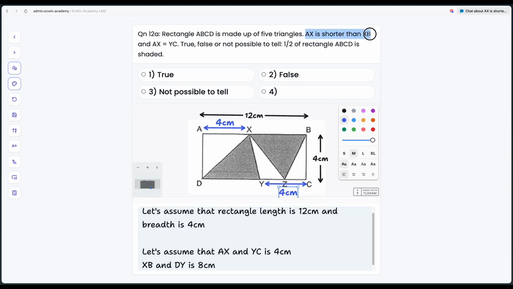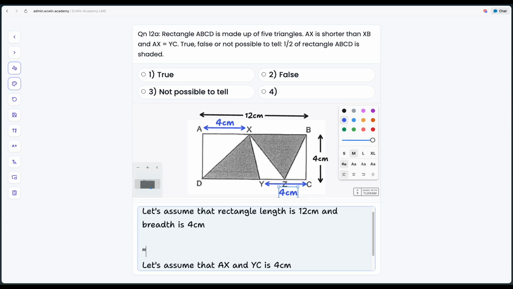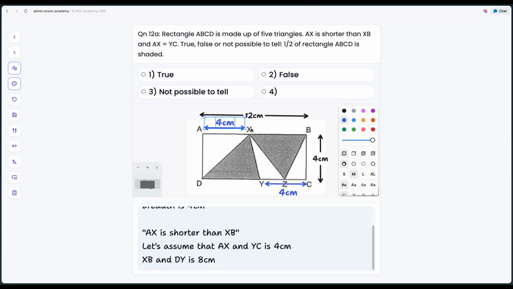AX is shorter than XB. That's what we see over here, right? So I'm going to put this as, let me just expand this, this will be red. This will be 8 centimeters as well. So since AX is equal to YC, that means the other side is also the same. That's what we see over here. So now we have a sense of the different lengths.